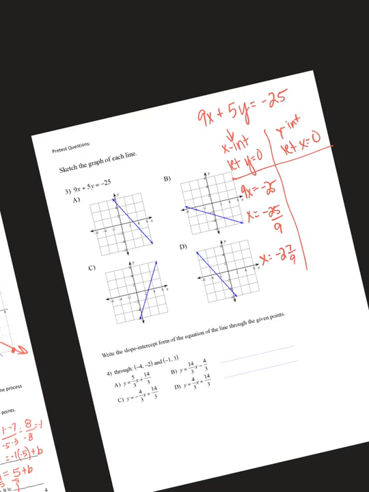So between negative 2 and negative 3 would be the x-intercept. So possible equations, it looks like it's going to be D. But let's go ahead and work the y-intercept and see.